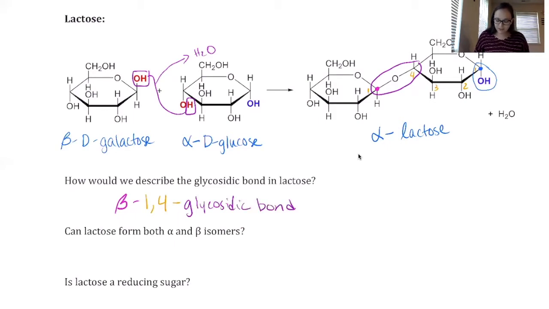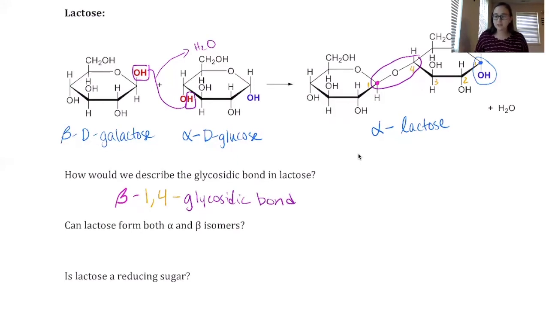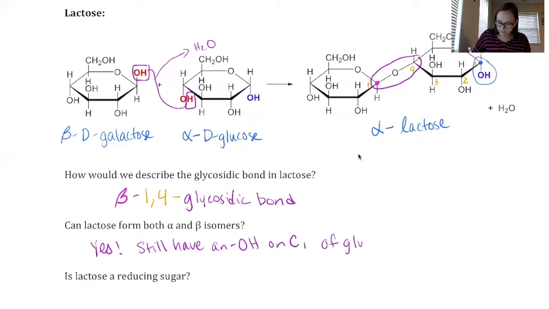Next question, can lactose form both alpha and beta isomers? So the question is, can the second ring open? And yes, it's not tied to anything. That blue hydroxide that I have circled is not reacted with anything. It still has that hydrogen on it, so it can isomerize. So I still have an OH. As long as it's an alcohol, it can still isomerize. If it's an ether, it can't isomerize. So it still has the OH on C1 of glucose. Therefore, the ring can open.